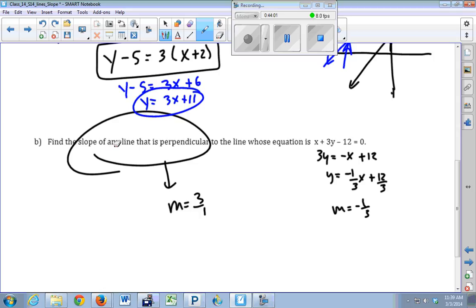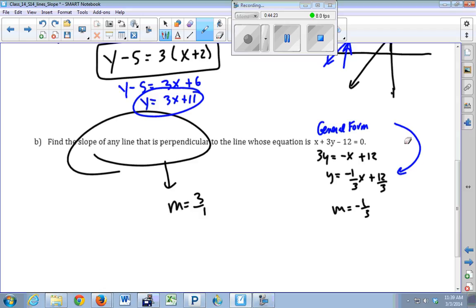Okay, this says find the slope of any line. You can't come up with an equation because I didn't tell you what point I go through. So I'm just asking what the slope of any line is that's perpendicular to this. The problem is that this is in general form, so you must convert this to slope intercept form in order to pick out the slope.